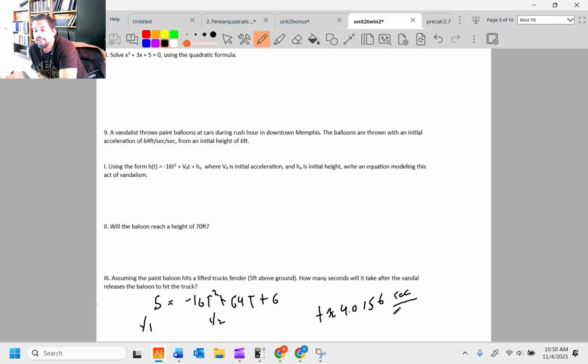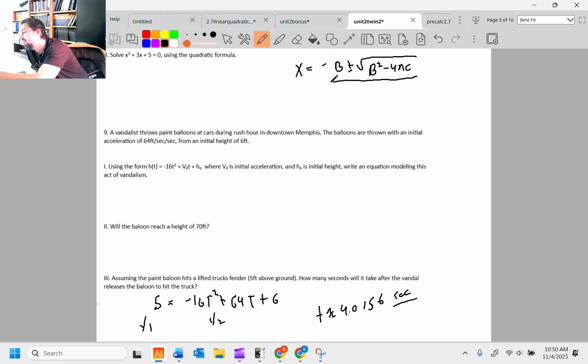Ta-da! All right, number 8, up above this one: solve using the quadratic formula. This is at least the 3rd time in this one I've written it down for you. It's x equals negative b plus or minus square root of b squared minus 4ac all over 2a. Sing the song, and you will know the quadratic formula. And this one's given to you in standard form, so you're good to go.